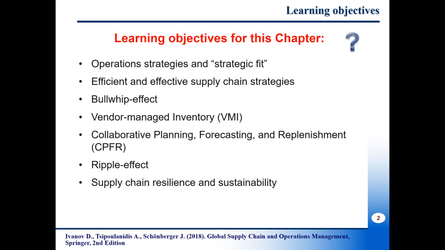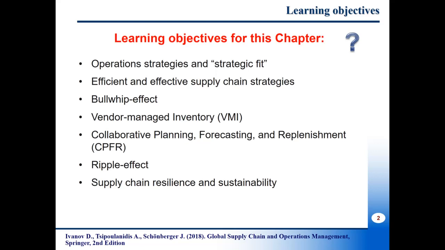Both strategies can eliminate the bullwhip effect that potentially occurs in an uncoordinated supply chain. Therefore, two more strategies in supply chain, to be both effective and efficient, are vendor managed inventory or VMI and collaborative planning, forecasting, and replenishment or CPFR.